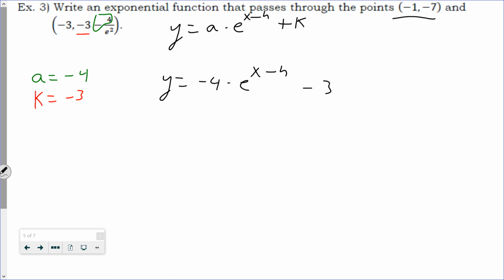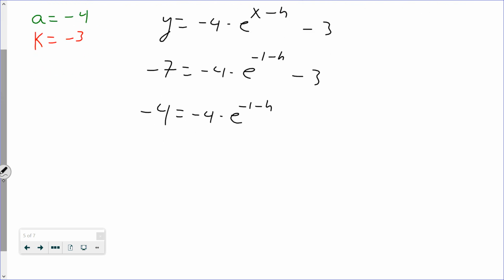I can plug that in and say, well, negative 7 equals negative 4 times e to the x minus h. Well, it's not x minus h, but negative 1 minus h. My x is negative 1, my y is negative 7. I can plug those in, and then I can solve for h this way. So I can add 3 over to get negative 4 equals negative 4 times e to the negative 1 minus h. I want to isolate the e, so I can divide both sides by negative 4. I get 1 equals e to the negative 1 minus h.